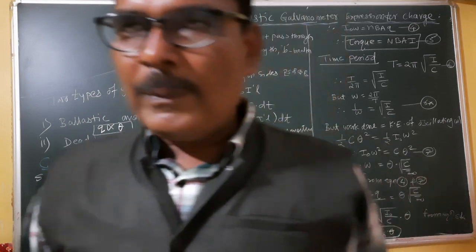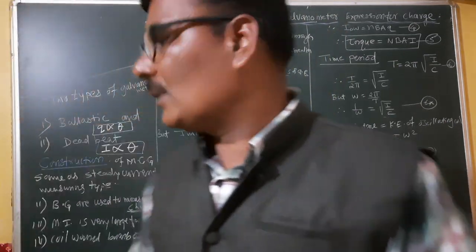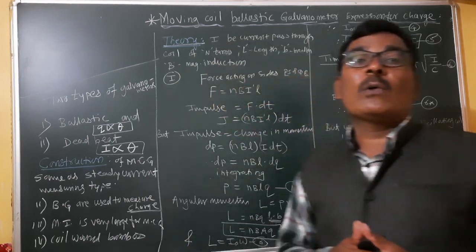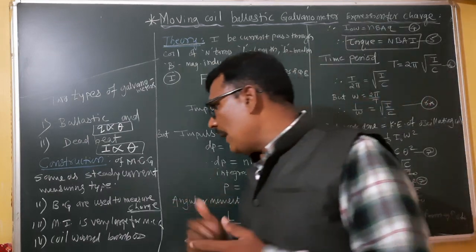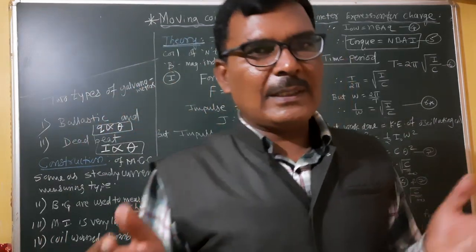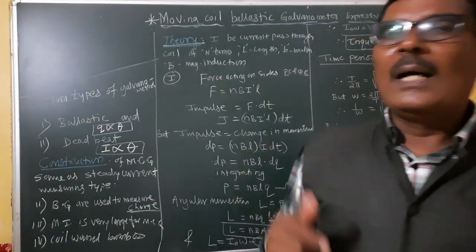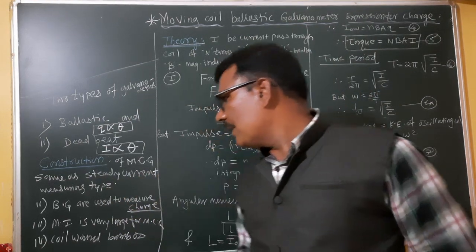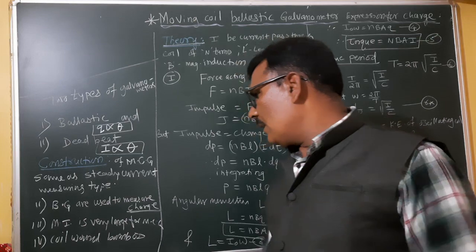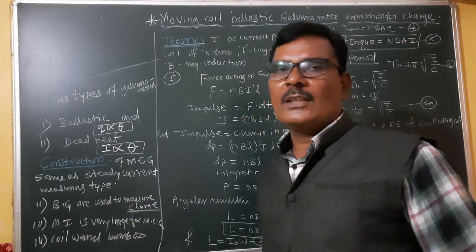First, the construction. MCG means moving coil galvanometer, which is a steady current measuring type, where I is directly proportional to theta. The ballistic galvanometer, or BG, is of the same type but is used to measure charge.